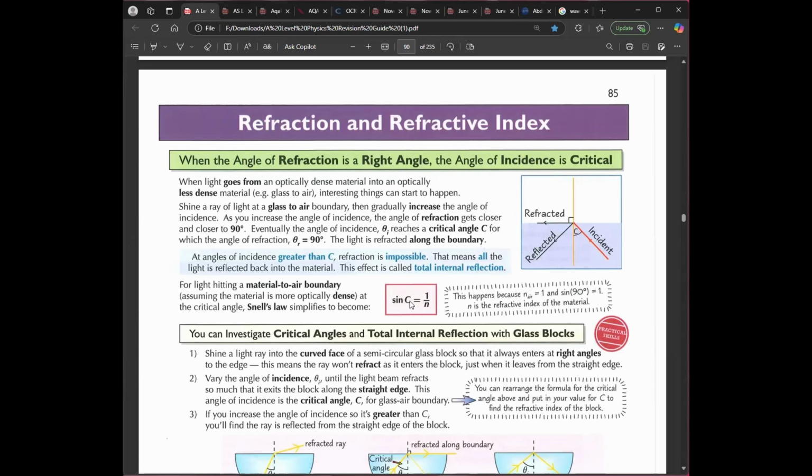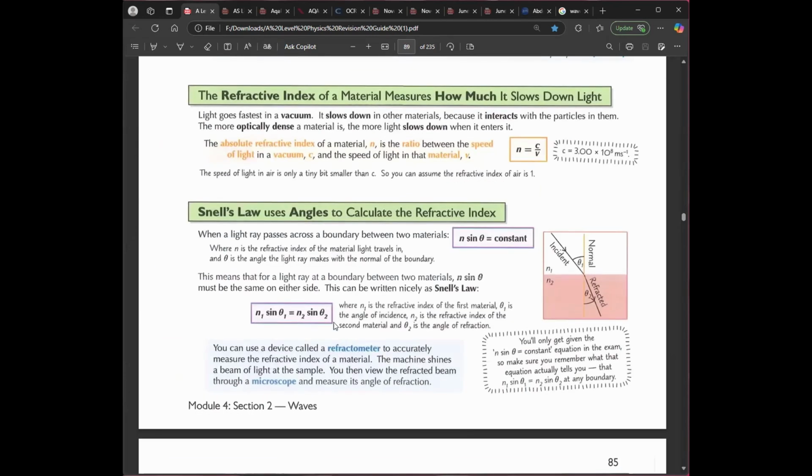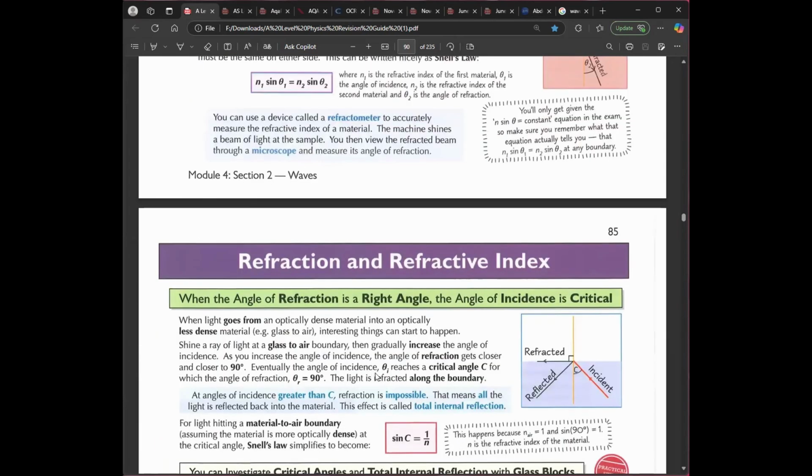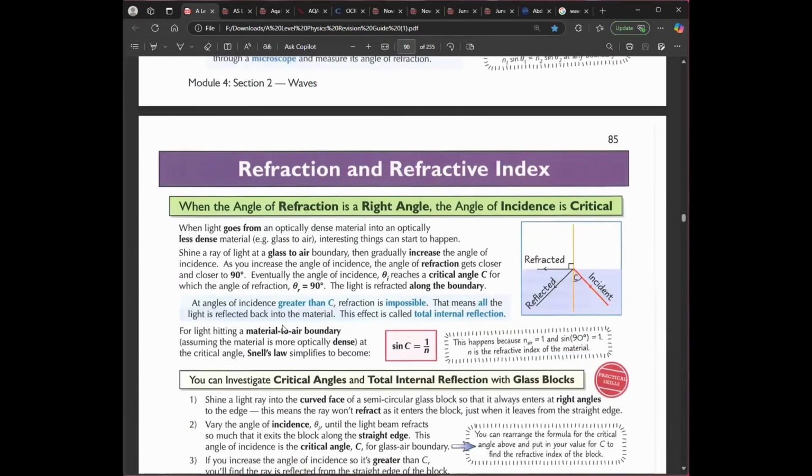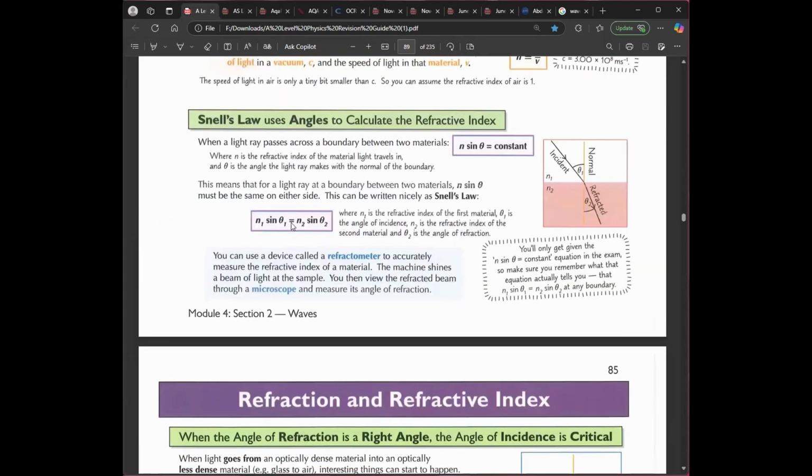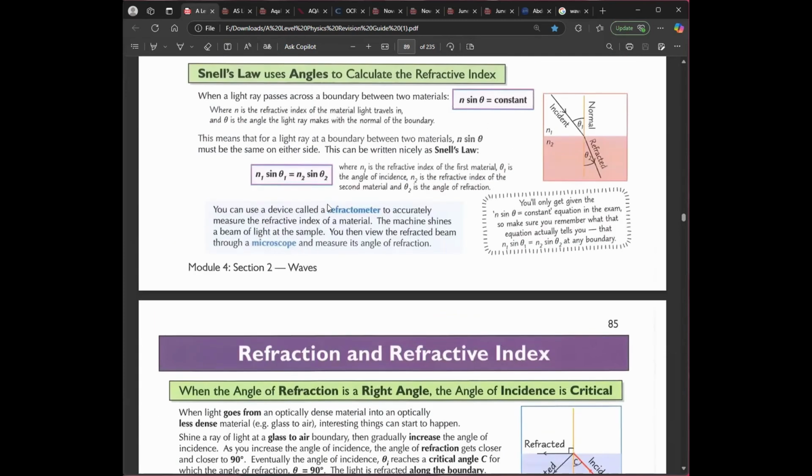So they have just tried to simplify the same thing. C is the critical angle. We know that the angle of refraction at that point would be 90 degrees. So they have just used the same formula, this one, for a particular case where they have taken air. That's why we take the refractive index of air as 1. So this is the same equation.